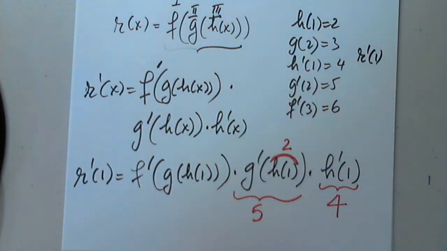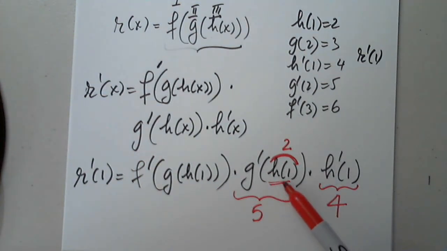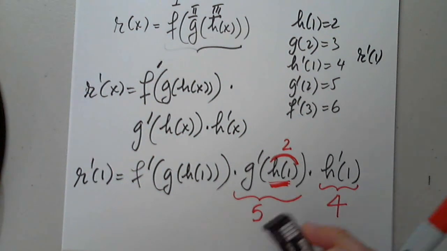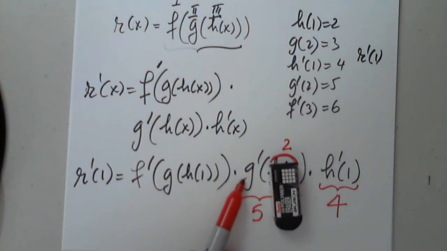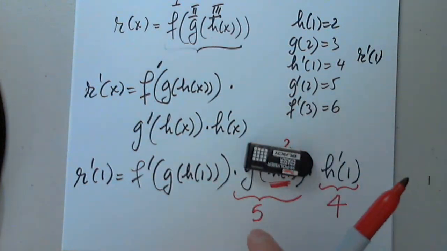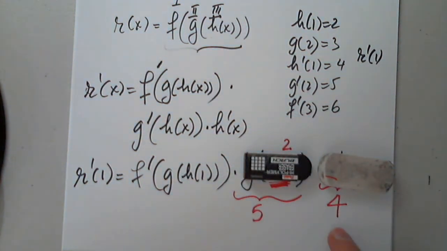Let's look again. H prime of 1 is 4. I have to start from the inner. H of 1 is 2. So if this is 2, now I know I want g prime of 2. But g prime of 2 is 5. So these two are simply 5 times 4.